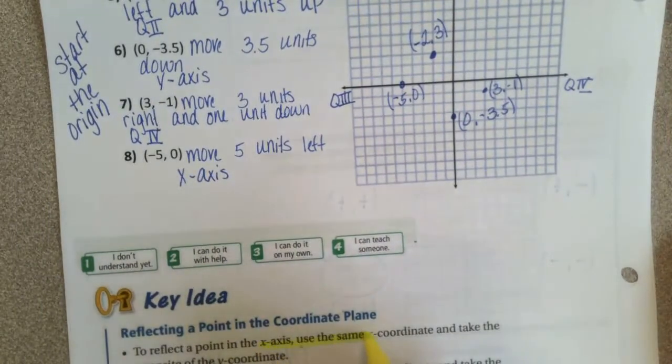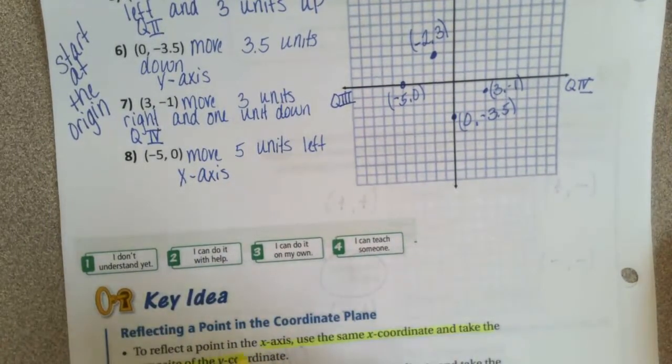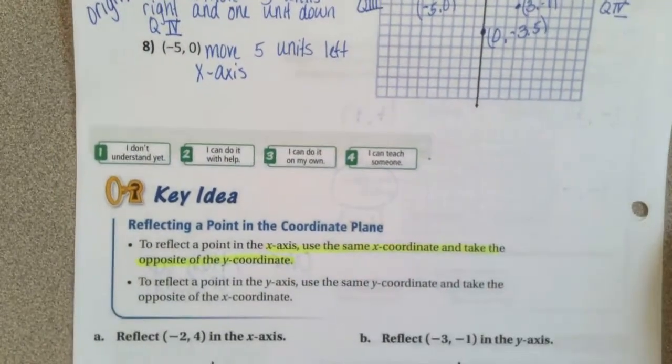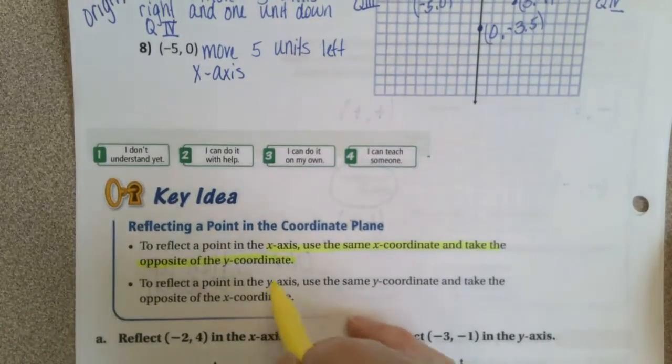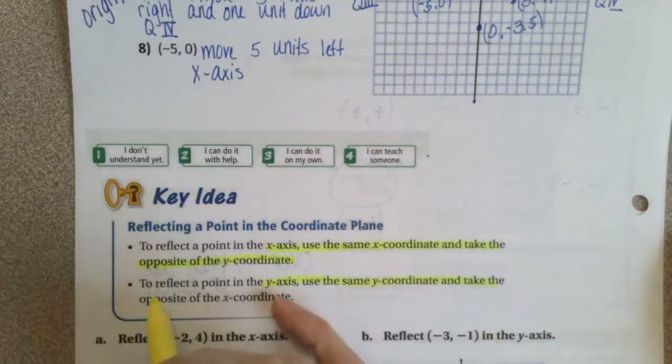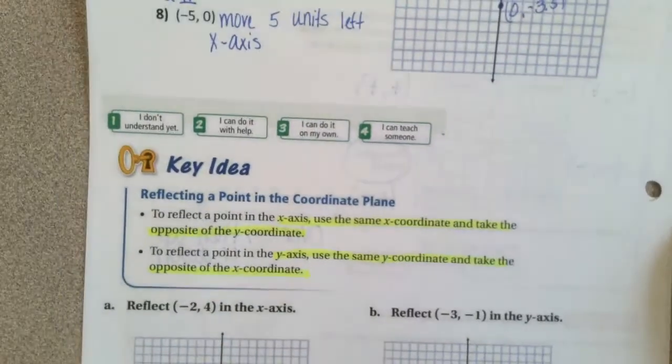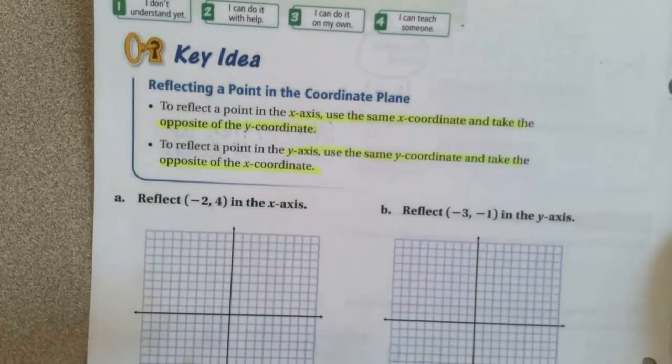When we do that, we use the same x-coordinate and the opposite of the y. Okay, so same x-coordinate, opposite y. If we reflect in the y-axis, we use the same y-coordinate and opposite of the x. So whatever you're being asked to reflect in, you keep that coordinate the same. So let's go ahead and try this.